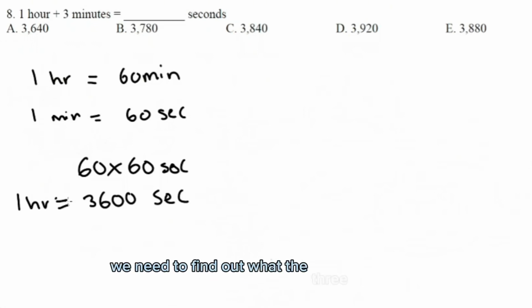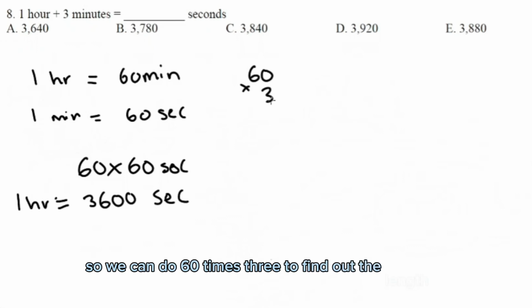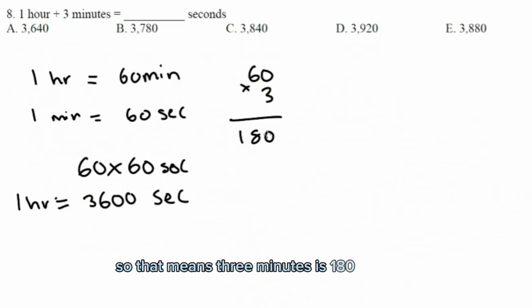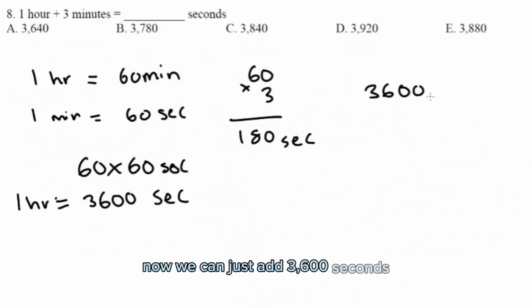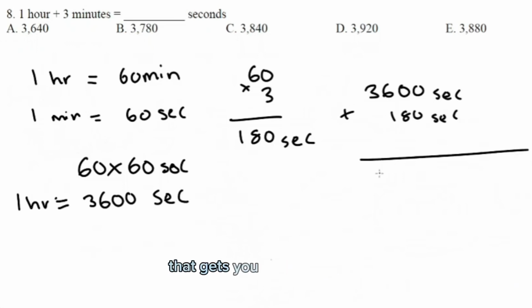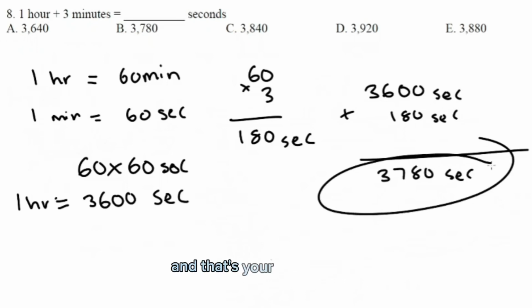We need to find out what the 3 minutes is. So we know 1 minute is 60 seconds. So we can do 60 times 3 to find out the length of 3 minutes. So 60 times 3 is 180. So that means 3 minutes is 180 seconds. Now we can just add 3,600 seconds, that is the hour, plus the 3 minutes, which is 180 seconds. That gets you 3,780 seconds. And that's your answer.